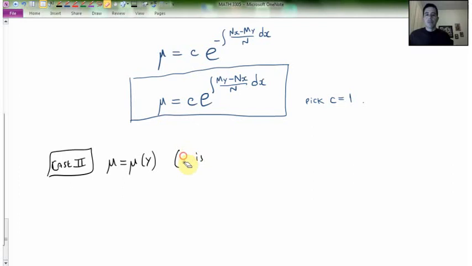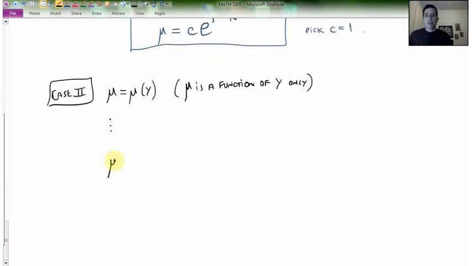Mu is a function of y only. So that's the second case. Then if you do the same type of development, eventually you will get mu equals e to the integral of (nx minus my) divided by m dy. And then again we pick c equals 1.